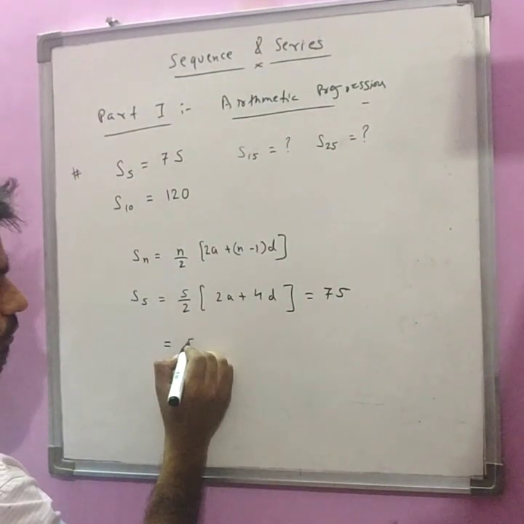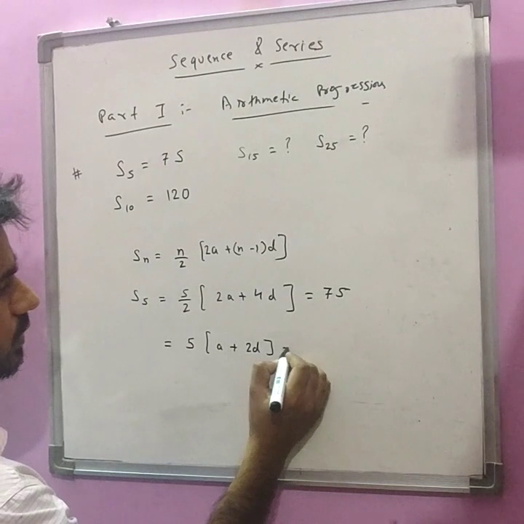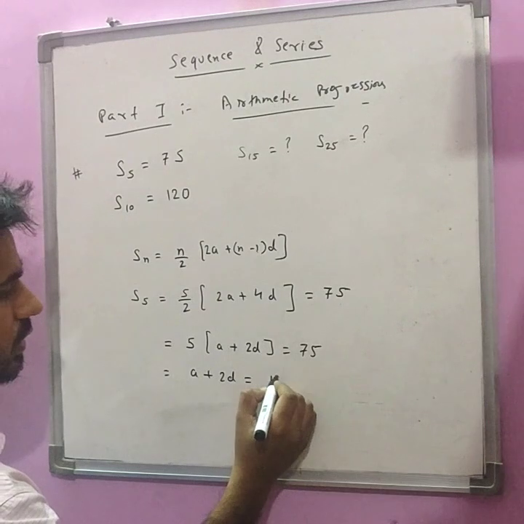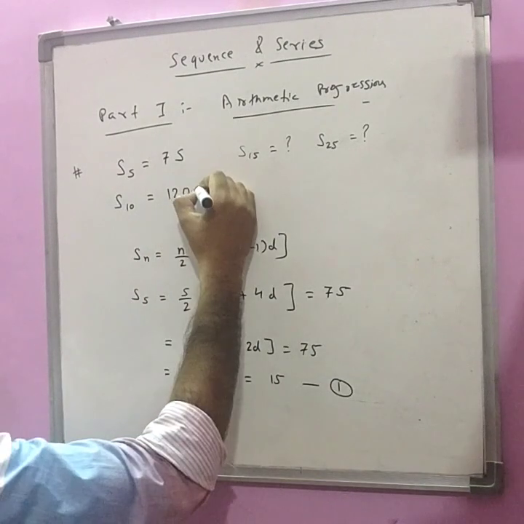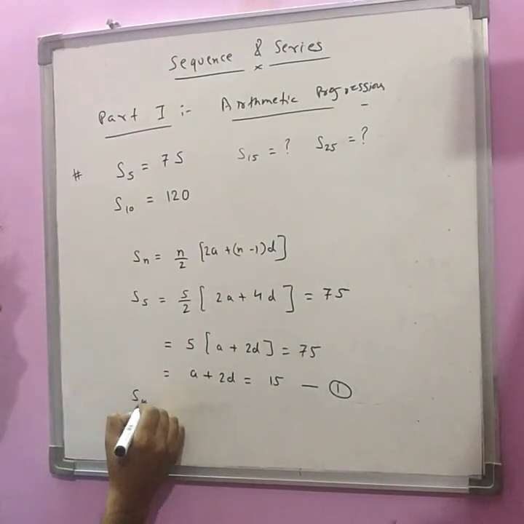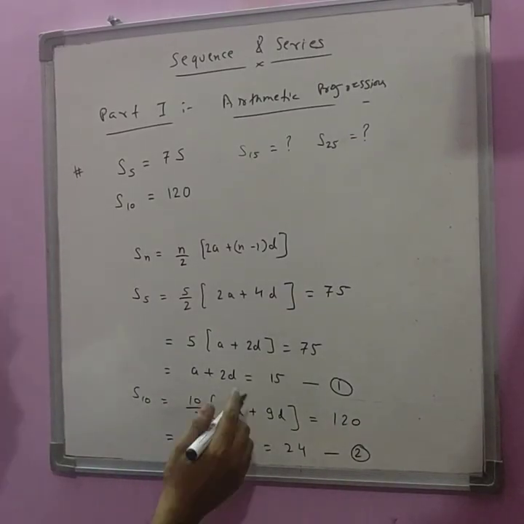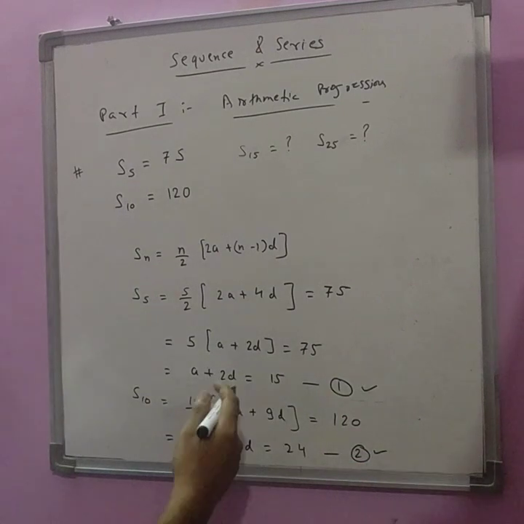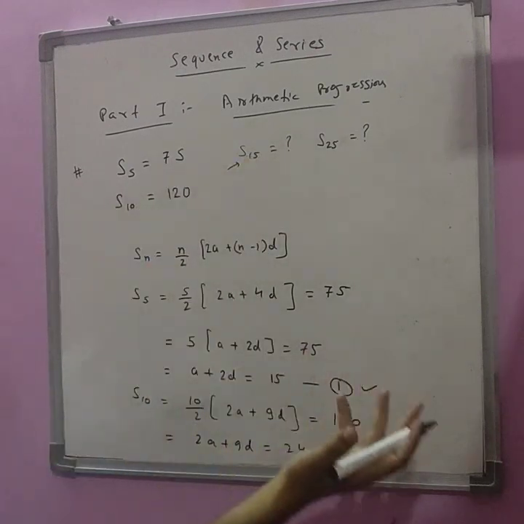On solving, 5 times of a plus 2d is 75, or I can write a plus 2d is 15. So this is equation 1. Similarly, from this, S10 would be n by 2. So here we get the two equations. The first one is a plus 2d is 15, and the second one is 2a plus 9d is 24. On solving these two equations, I can conclude the value of a and d, and I can simply put it in for the sum of the first 15 terms.